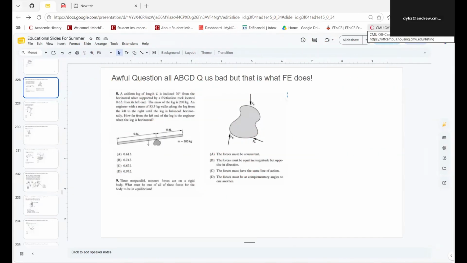So here clearly, I think they even give you a hint over here. We'll see what the hint is: a uniform log of length L is inclined 30 degrees from the horizontal, supported by a frictionless wall. Locate the point. It's like a rock over here. The mass of the log is about 200 kilograms, so this is 200 kilograms. The engineer has mass 53.5 kilograms, walking along the log from left to right. So it's going from left to right, and this is how we're going to define our variable.